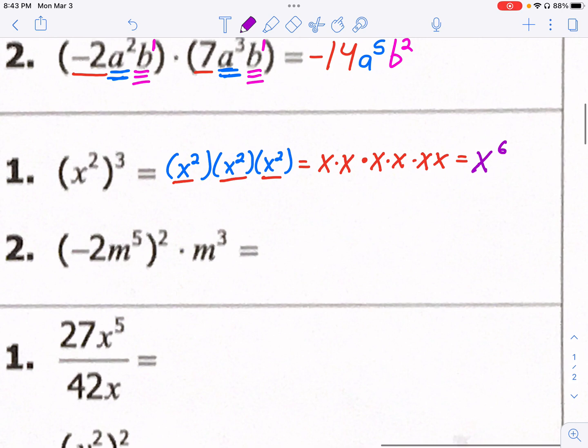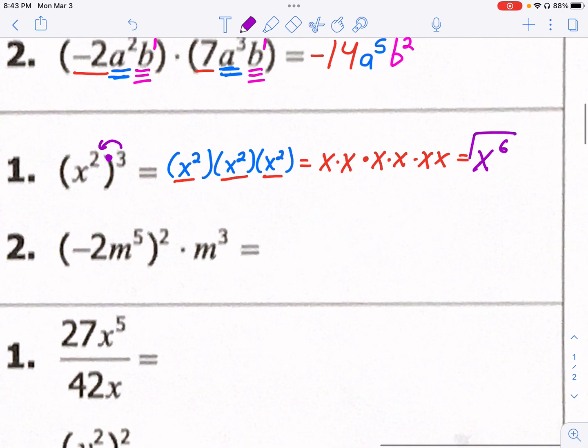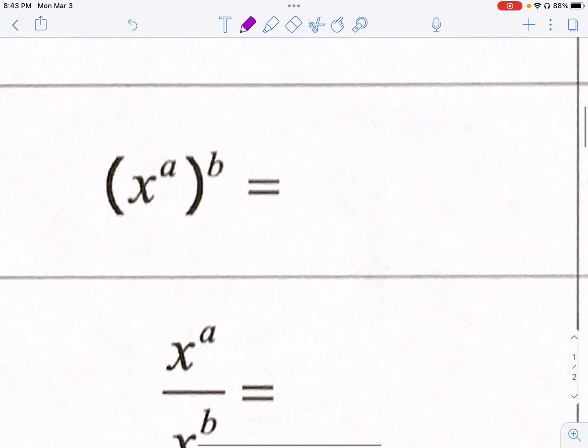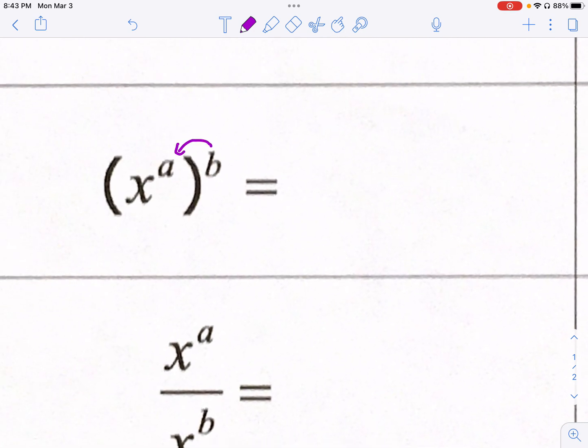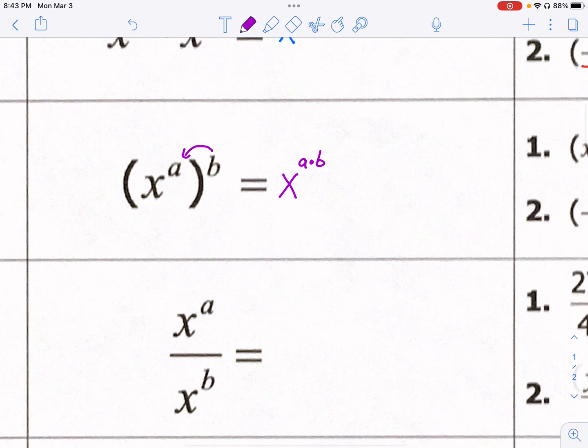So again, I'm not going to want to expand them every single time. Instead, this time, what you're going to do is distribute and multiply. So in this, we're going to do 2 times 3, and that's where we get that x to the 6. So again, that would be the shortcut. Instead of expanding it, we are just going to multiply. So again, x to the a, to the power of b, equals x to the a times b. We will multiply those.